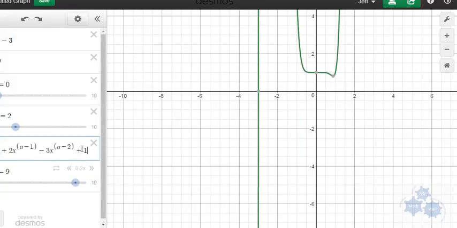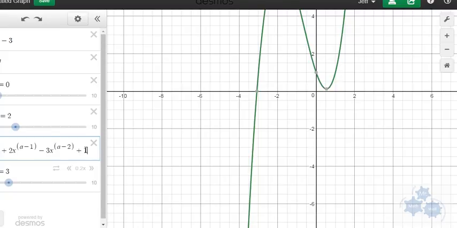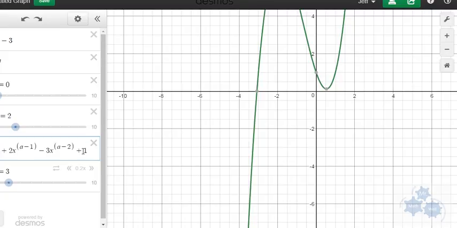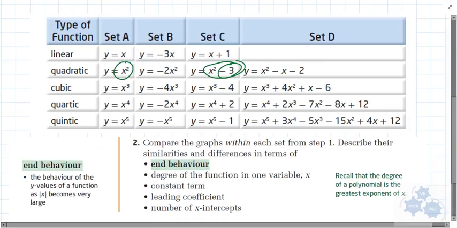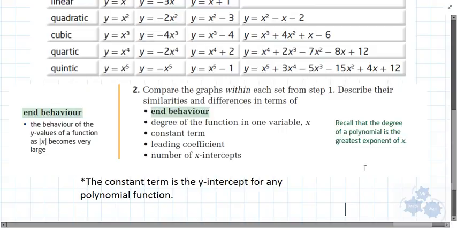What do you notice about this plus 1 here as this changes? If this is now the constant term, what do you notice on the graph here? Look at that. As we change this graph, the y-intercept is exactly the same for all of them. So what is the constant term? Y-intercept. Okay? The constant term is the y-intercept for any polynomial function. You might want to write that down. Okay? The constant term is always the y-intercept for any polynomial function. Okay, so that constant term, that's very important. Okay, we got to move a little bit quicker here through this.